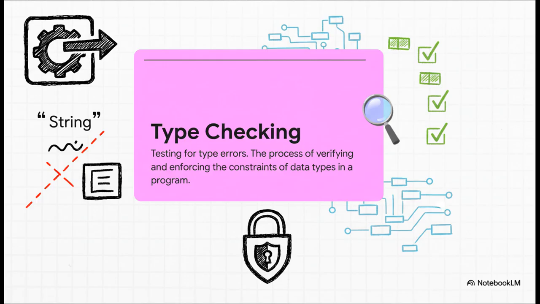Some languages are really strict. If two types don't have the exact same name, they're different. That's name equivalence. Others are more flexible. If two types have the same internal structure, they're considered the same. That's structure equivalence. It's a really fundamental design choice.